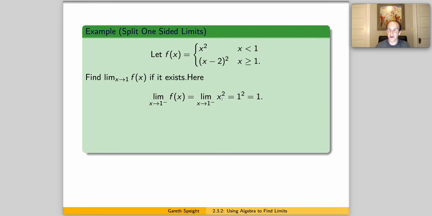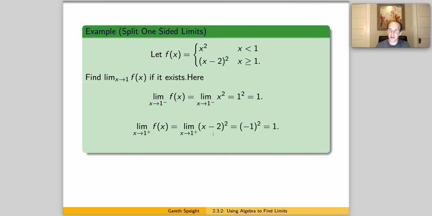It's a polynomial, so we can use the limit laws, the direct substitution property. We substitute in, we get 1 squared, which is 1. So this is our one-sided limit. And then on the other one-sided limit, from the right, x is tending to 1 from the right, so we're looking at x close to 1 but larger than 1. If x is larger than 1, then instead we're using the formula x minus 2 squared. So we're looking at the limit of x minus 2 squared. If you want to multiply it out, again, it's a polynomial. You can use direct substitution. So we substitute in x tends to 1 from the right, we get 1 minus 2 squared, minus 1 squared, which is 1.